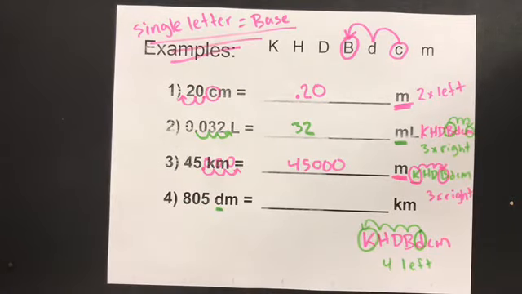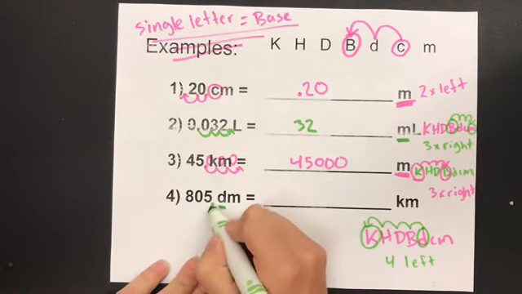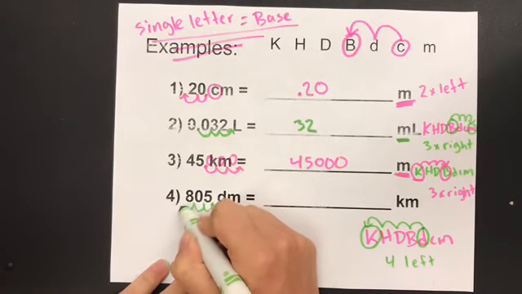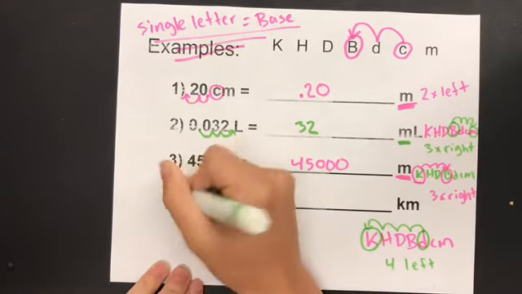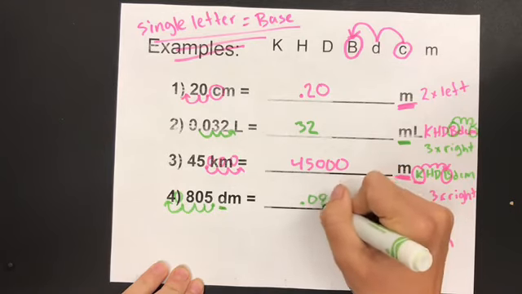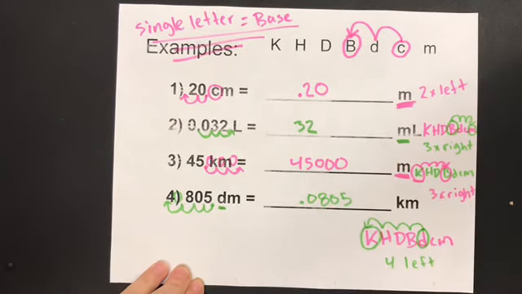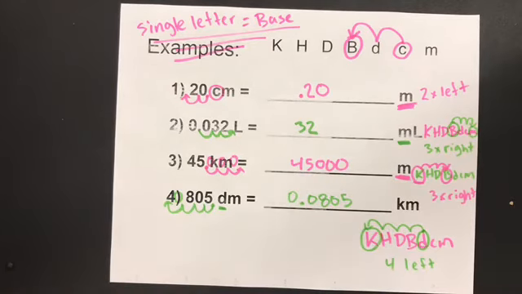Now we're going to do the same thing to that decimal. Again, decimal's not there, so we're going to add it to the back. 1, 2, 3, 4. See how it jumps and there's nothing there? That means you're going to add a 0. So you get 0.0805. Now you can put a 0 in the front. That doesn't make a difference to me. Okay?